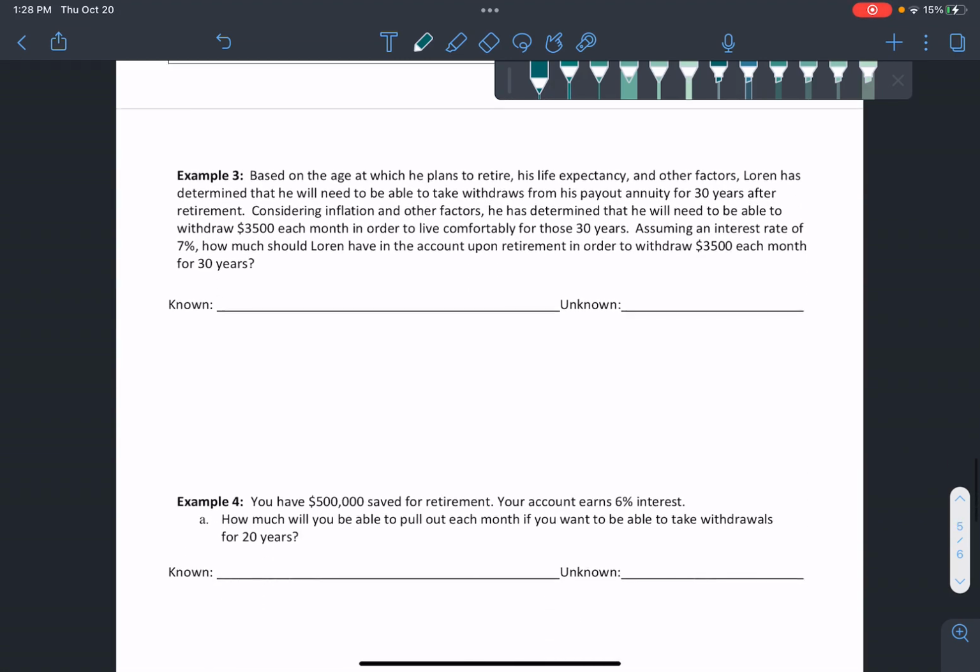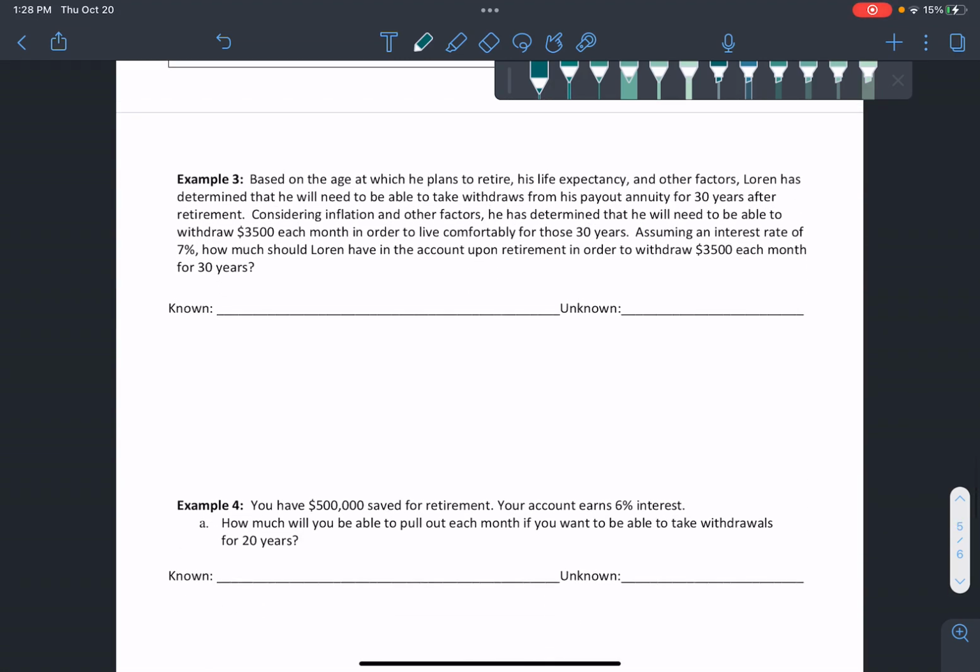All right, let's try this example. Based on the age when he plans to retire, his life expectancy, and other factors, Loren has determined that he will need to be able to take withdrawals from his payout annuity. So we're using payout annuity. They've already told us that. He wants to be able to take them out for 30 years. So let's talk about this for a second. We're 30 years. That's N.